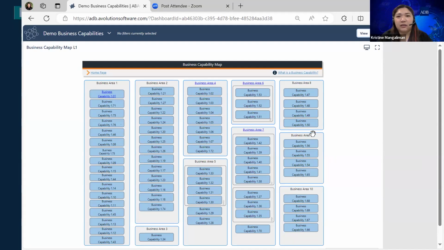Now, modeling the lower level of details for the whole bank would be very impractical and it will take us very long. So we use an approach that's based on project by project or initiative by initiative. So if we have a project with a particular business area or a particular business capability, that's the time that we model the drill down of these different capabilities. So that's the first view.